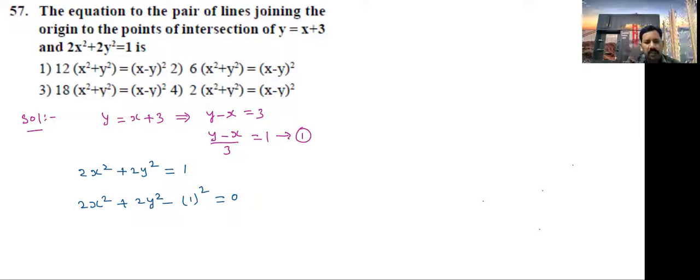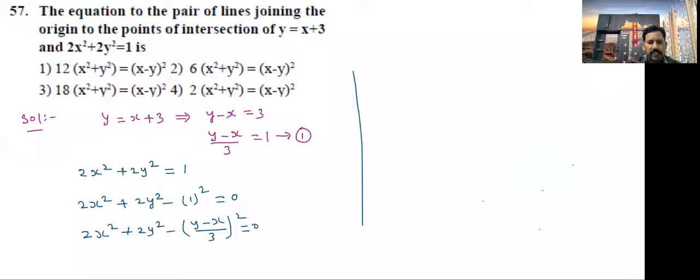Now in place of 1, write (y minus x by 3) whole square. By observing the options, I am writing: first take 2 common, x square plus y square. Negative terms on the right hand side, (y minus x) whole square or (x minus y) whole square, both are the same or not? But the denominator is 3 square, 9.